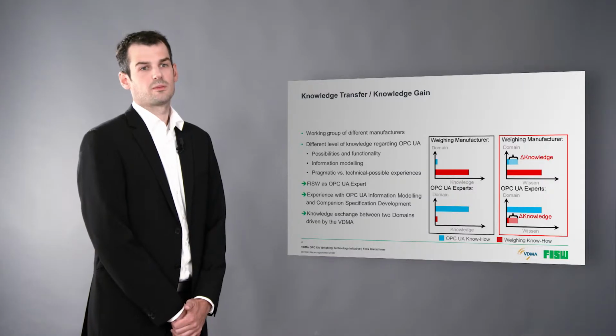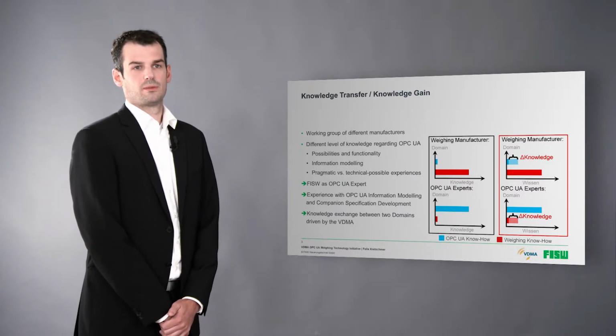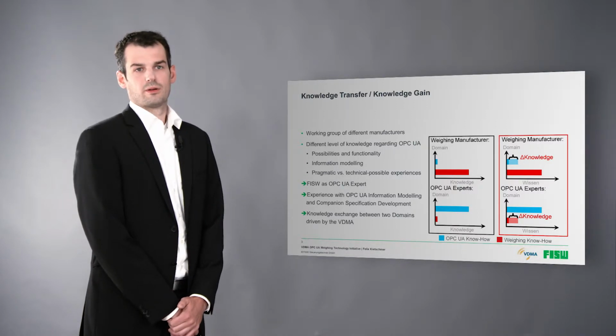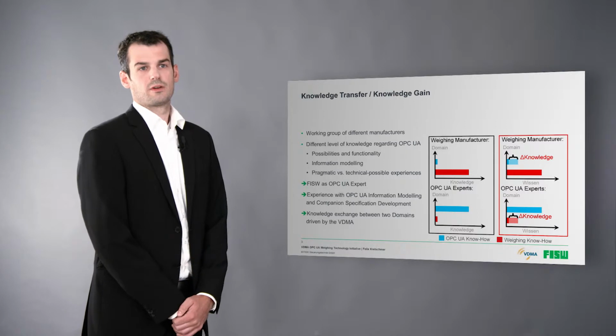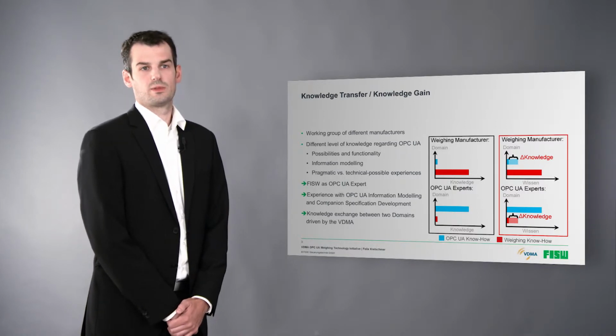Especially important for OPC UA companion standards, you need the possibilities and the functionality of OPC UA. You need to know about information modeling. You need to know about pragmatic versus technically possible differences. You need to have some kind of experience in there. And that's where we are experts. So we are gaining knowledge regarding everything on weighing systems and try to give our expertise to the weighing manufacturers so they gain knowledge regarding OPC UA.